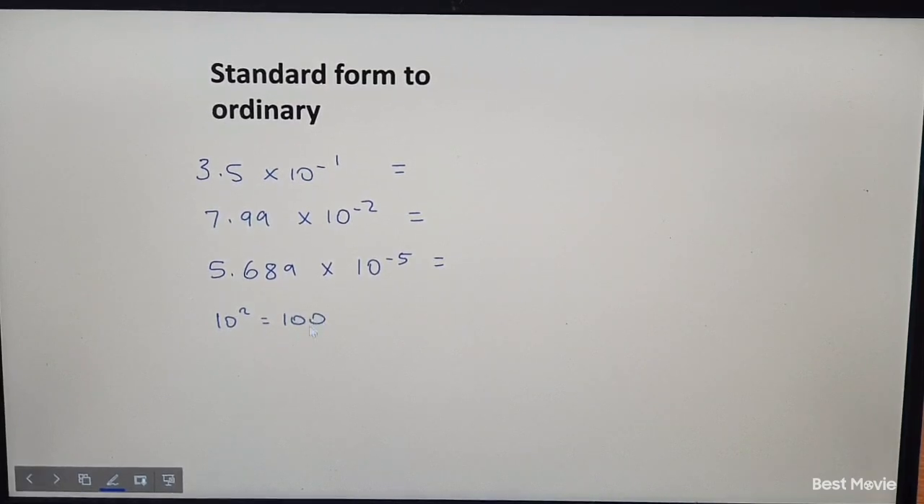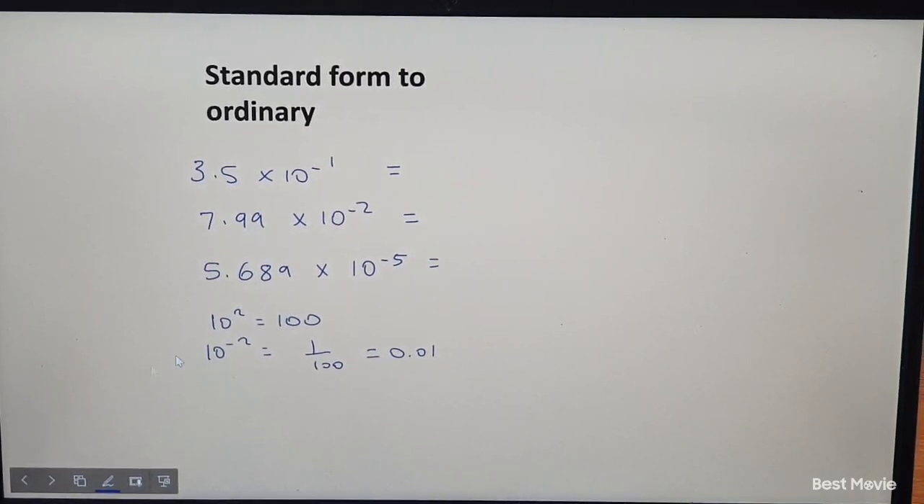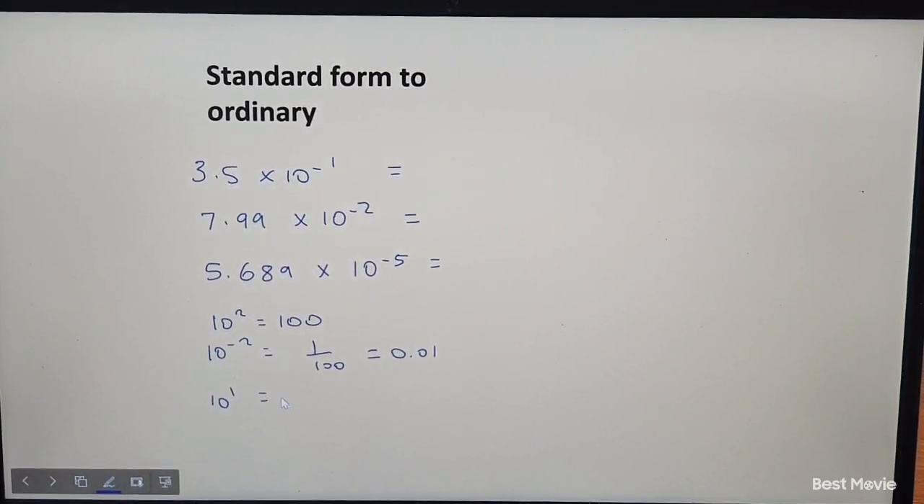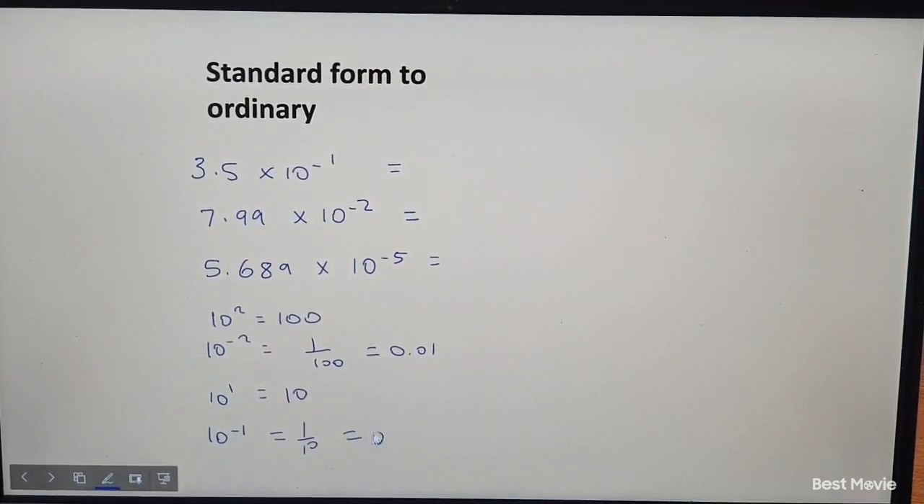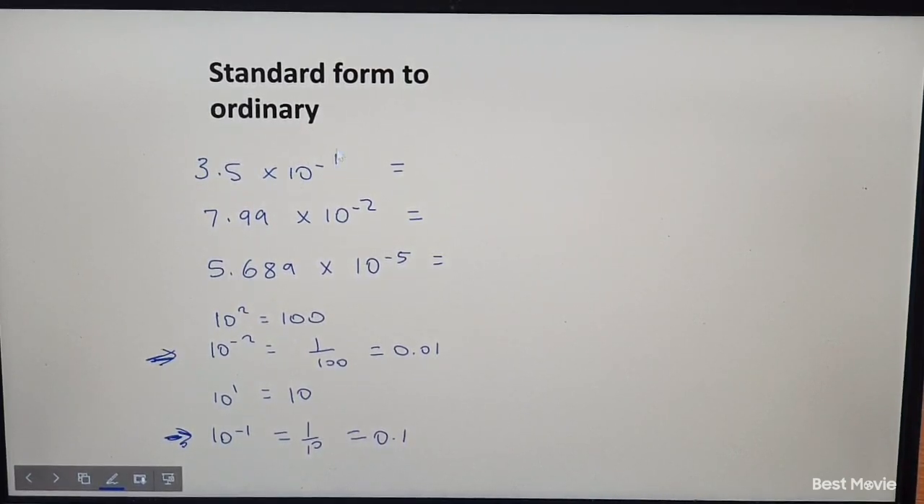10 squared is 100. So 10 to the power of minus 2 will be 1 over 100 or 0.01. 10 to the power of 1 is 10. So 10 to the power of minus 1 will be 1 over 10 or 0.1. So these facts you absolutely need to know, so that when you're unsure, you can recall those facts quite easily.